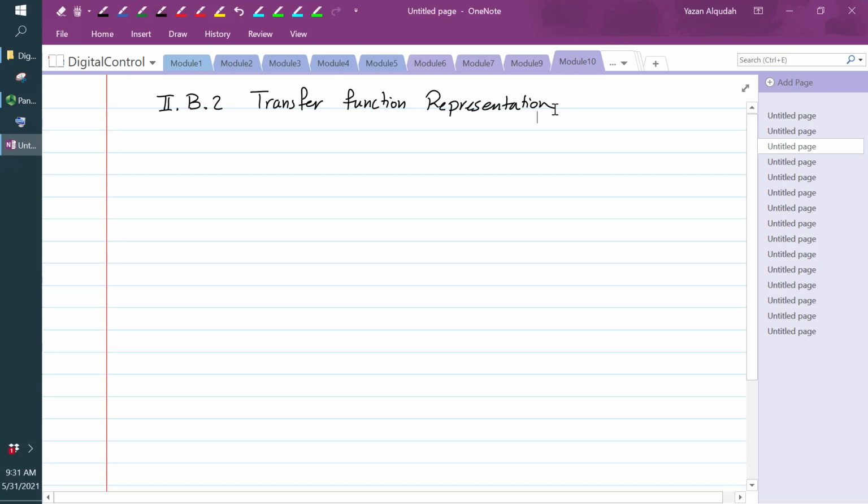Now, in order to get the transfer function representation, we're going to be introducing a very important tool for the analysis and the design of sample data system, and that is the Z-transform. So this is a tool for analysis and design of sample data system.